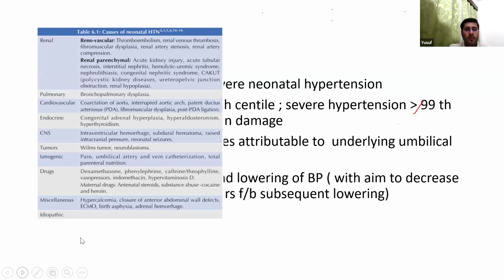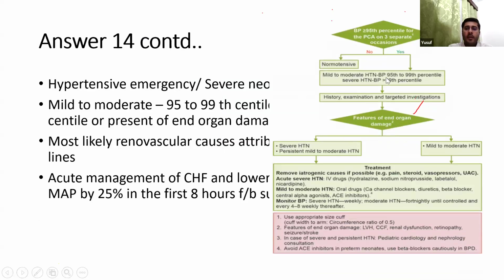The most common cause that we should know of is basically renal, and then there is a whole list of other causes also. We should never forget pain and catheterization as important causes, and the second important cause that we should also ensure we check is the drugs. What drugs are we giving the baby? Because these are common NICU things which happen day in and day out, and they could actually be precipitating hypertension for these neonates.